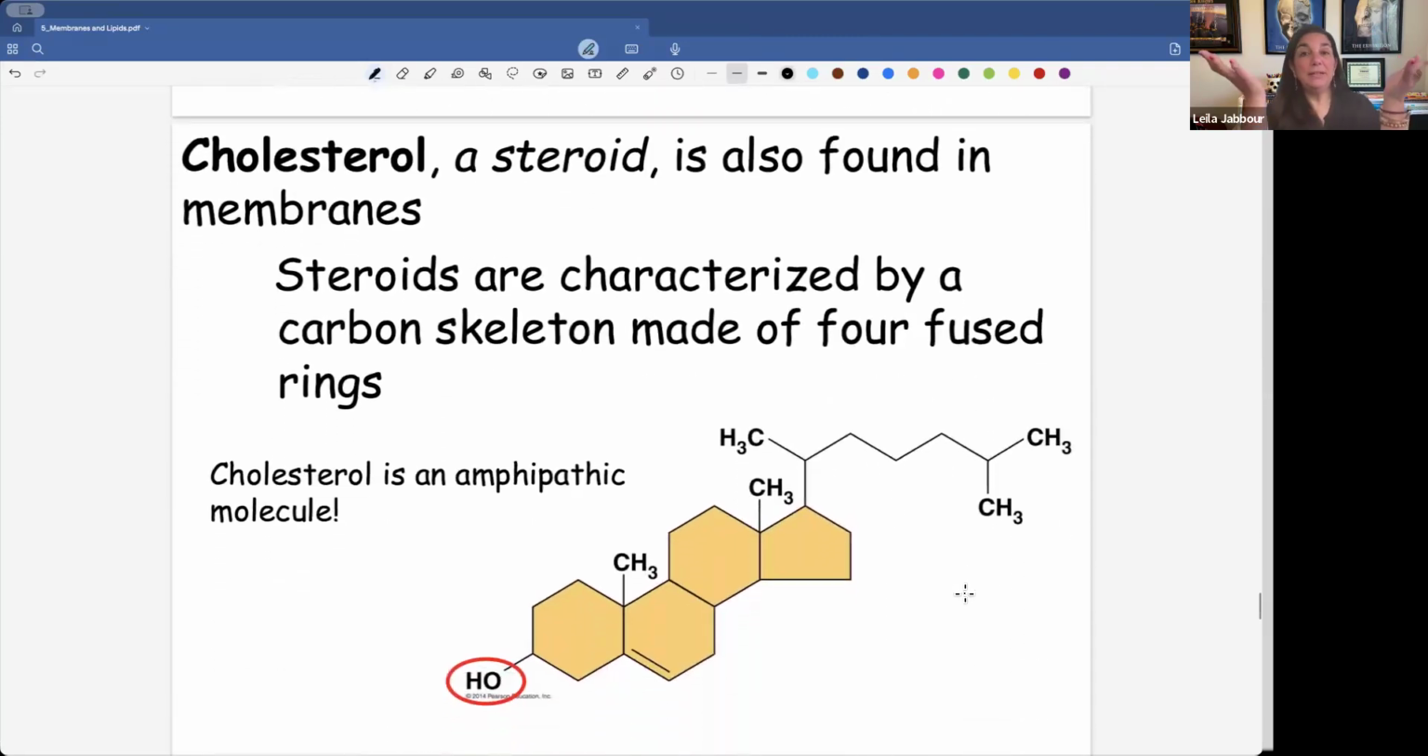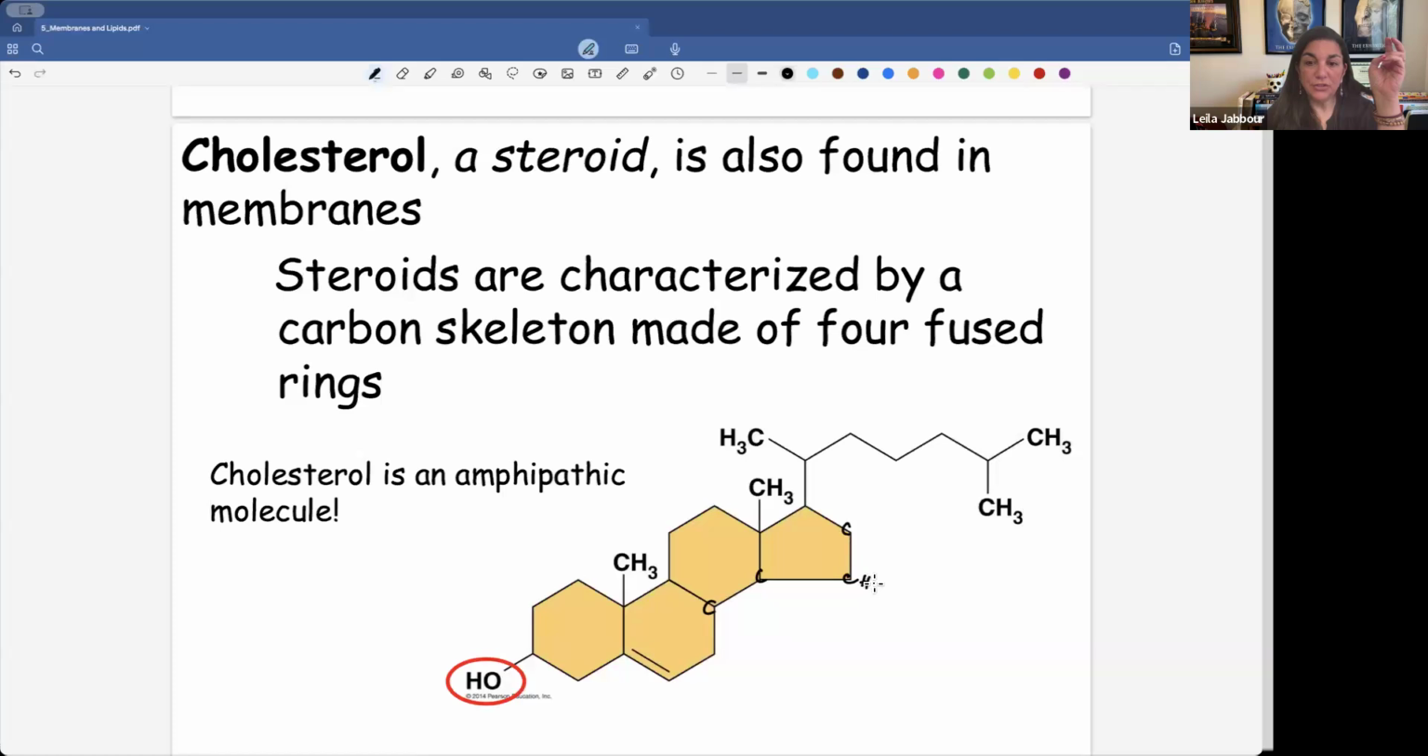Another lipid that you'll also find in the membrane is called cholesterol. Cholesterol is built differently. It is considered to be a steroid, and steroids are characterized by the way their carbons are linked together. So instead of one long chain of carbon, carbon, carbon, we actually have 4 rings of carbon. See, every corner is a carbon.